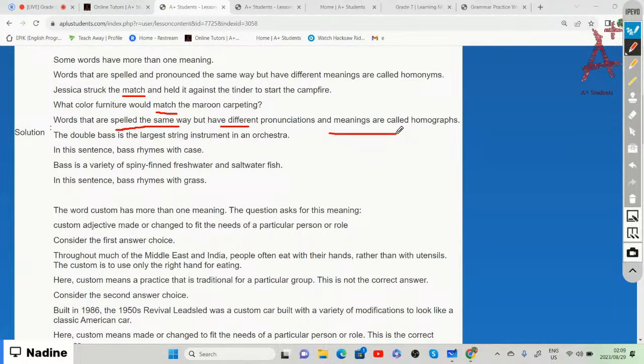Remember we said spelled the same but different pronunciation. We made an example now of bass and bass, right? Bass is a variety of spiny, fine freshwater and saltwater fish. And then we have bass, the bass of an instrument, or musical instrument, right? These are two words that are spelled the same, but the pronunciations are different. Even the meanings are totally different things. All right.